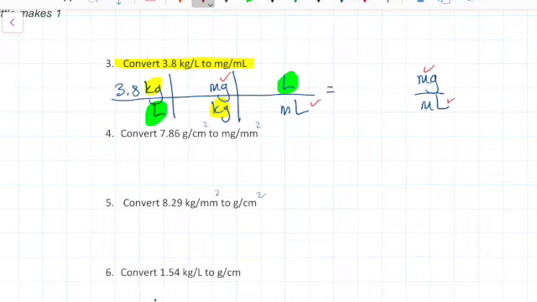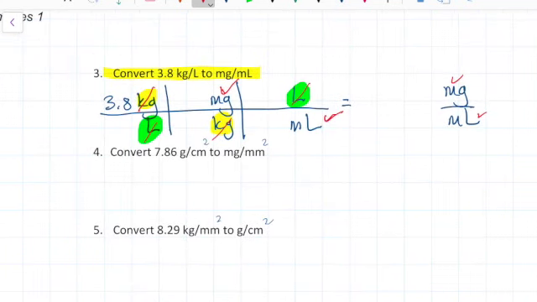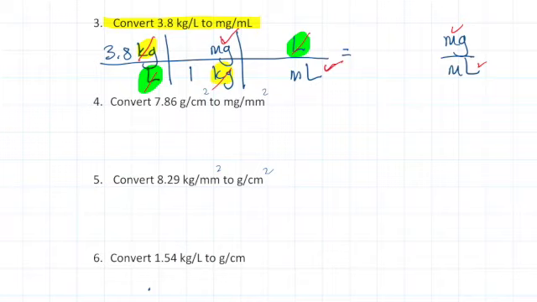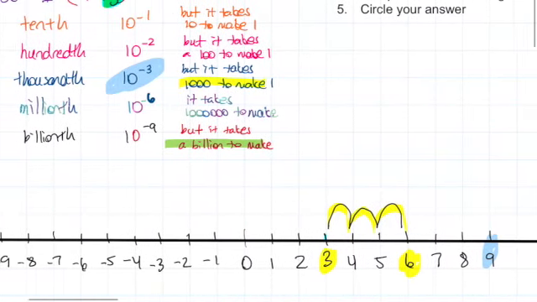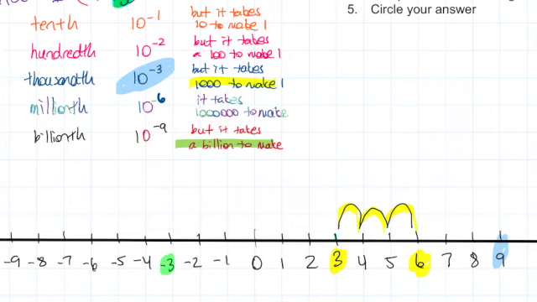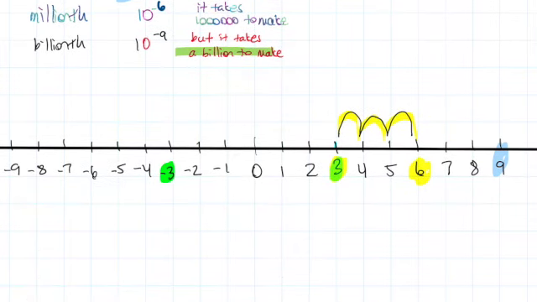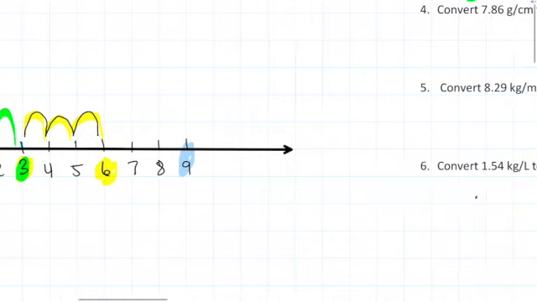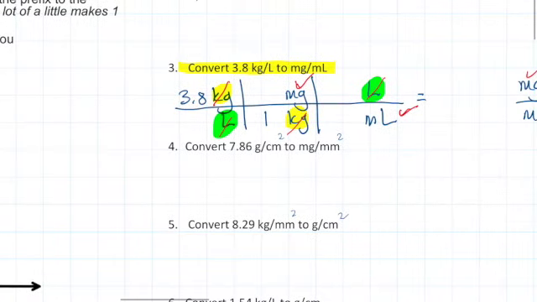So now I've set up my units correctly, because watch, the kilograms cancels with kilograms and the liters cancels with liters, and I'm left with milligrams per milliliters. So I've done everything right, but now I've got to write two conversion factors. Okay? In my first conversion factor, kilogram is the big one, milligram is the little one. Let's look at our number line. I'm going from milligram to kilogram. How many places is this? 1, 2, 3, 4, 5, 6. I'm going 6 places. So the conversion factor is 10 to the 6th.